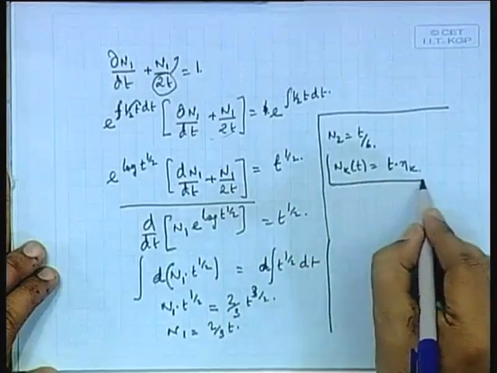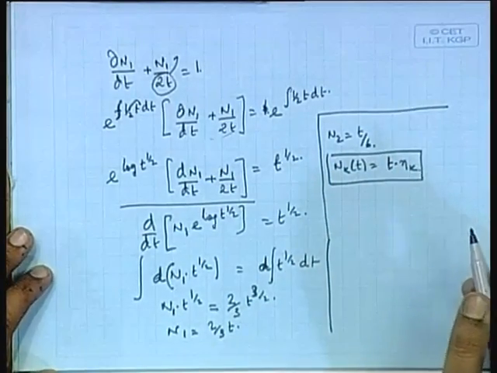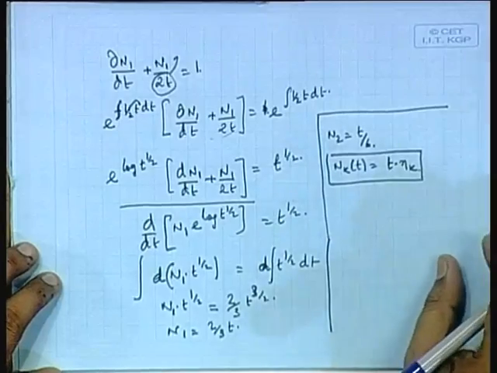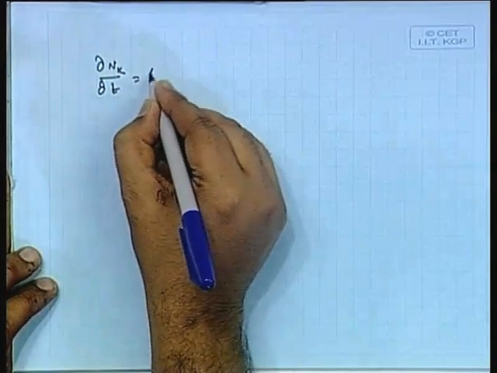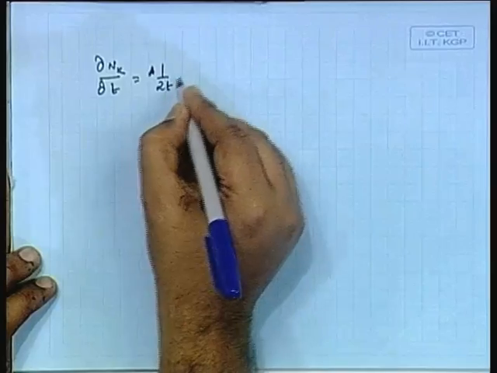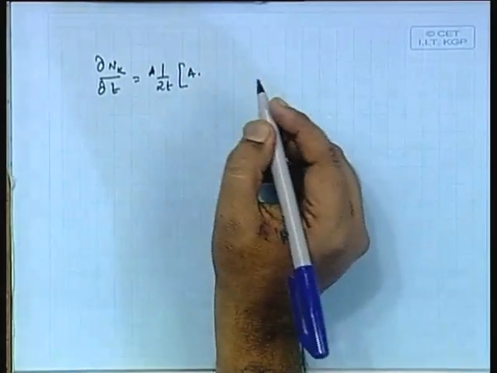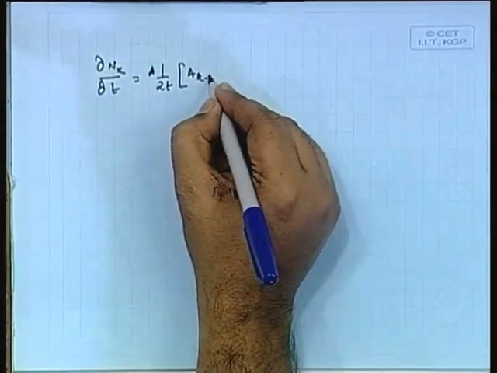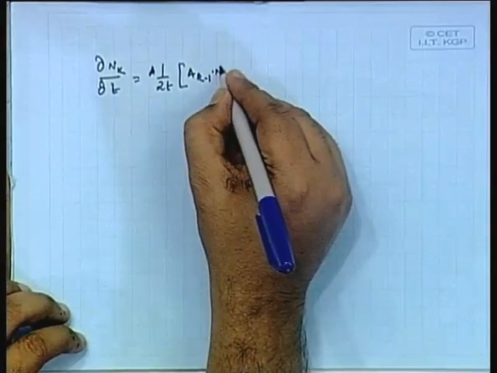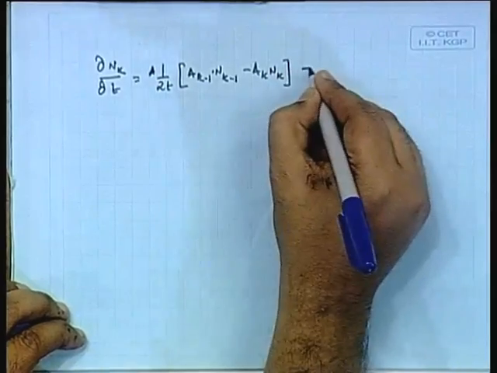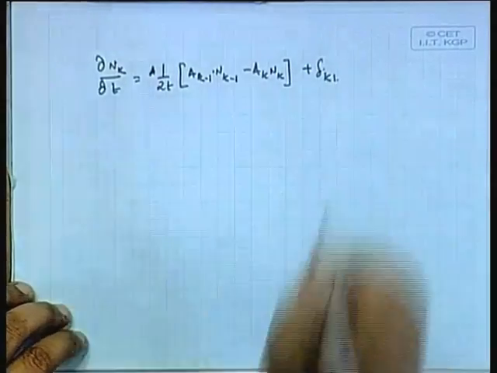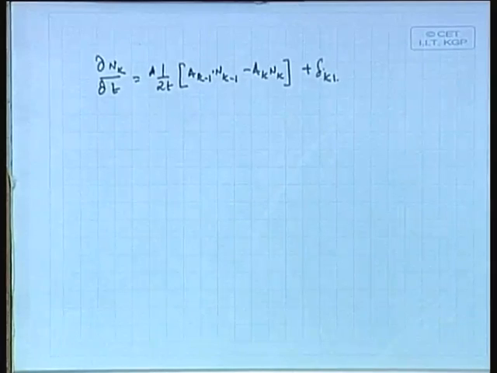Am I with you? Okay, very good. So this is what we got. Then what should we do? Let us go back to our old equation. What is our old equation? Okay, this is our old equation.